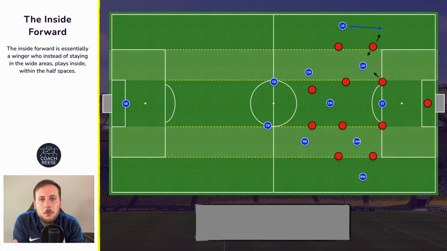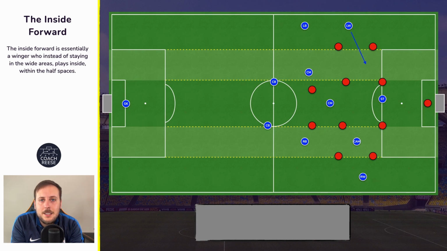So this is where the fullback plays a really important role. Now the fullback becomes responsible for maintaining the team's width. And as the fullback does so, it then poses a question to the opposition's defensive players. Another really important thing to consider when thinking about the inside forward is how that player arrives in the half space.